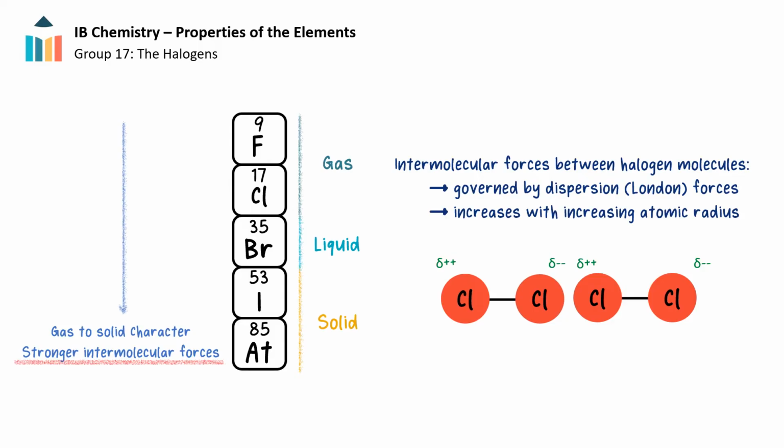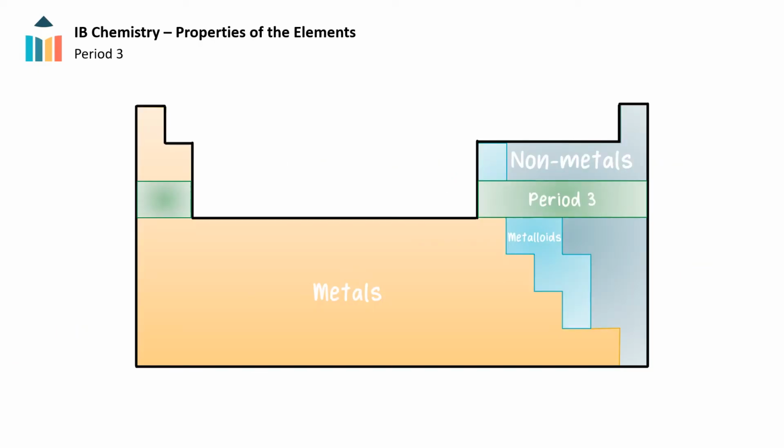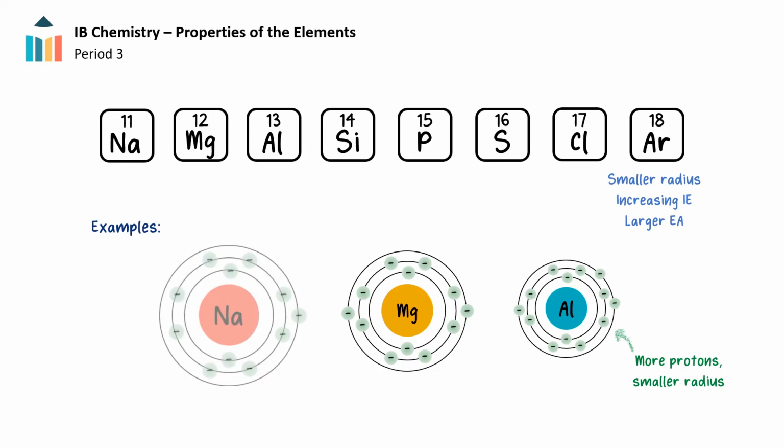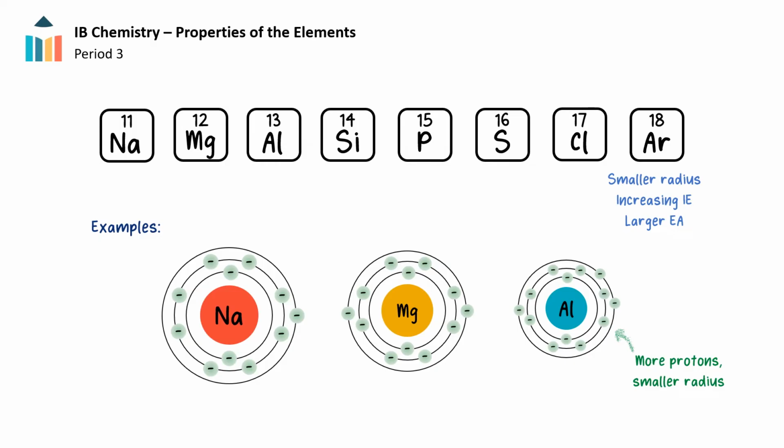In this section, we will focus on period 3, as by looking at period 3, we can see how the properties of elements change as we go across a period. Across a period, the nuclear charge increases while the number of shells stays the same. The outer shell electrons are therefore more strongly attracted to the nucleus, causing the atomic radius to decrease.